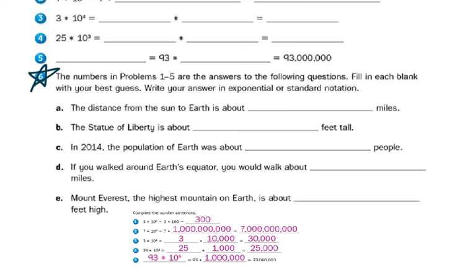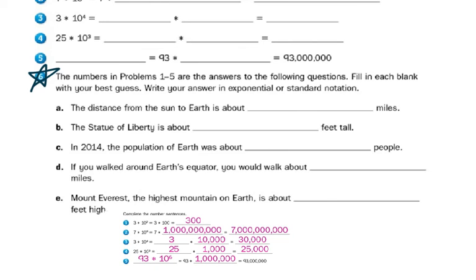So, number 6A, the distance from the sun to the earth is about how many miles, do you think? Well, it's 93 million. It's this one right here. So it is about 93 million. Here's another way to write it. That is in what we call exponential notation, a shorter way of writing 93 million. Okay, so this one's done.